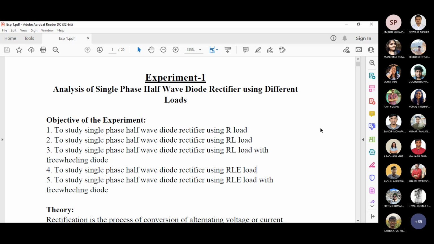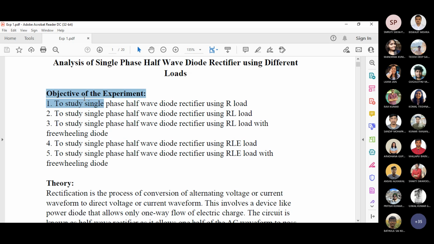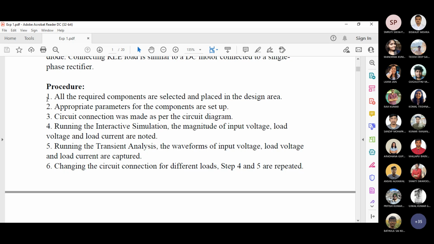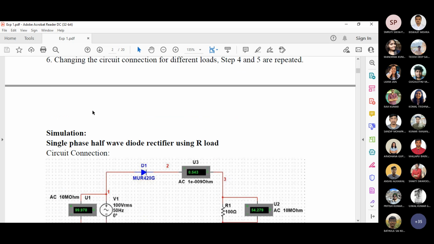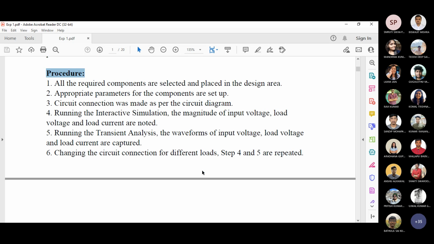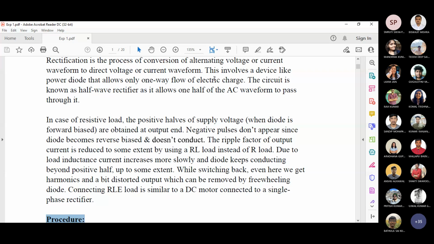So here you can see what you need to write for your report. First, the objective of the experiment, or you can say the aim of the experiment. Then theory, procedure. You are simulating on the NI Multisim platform. The theory is required. In the theory portion I have given only a very brief theory, but I'm expecting that you will give some elaborate theory.